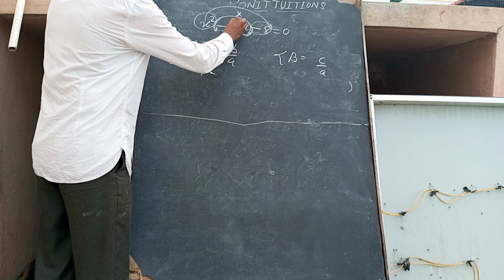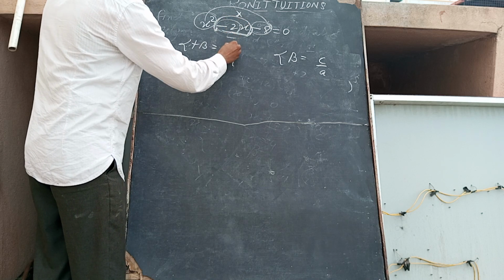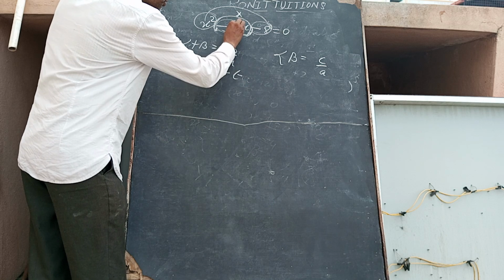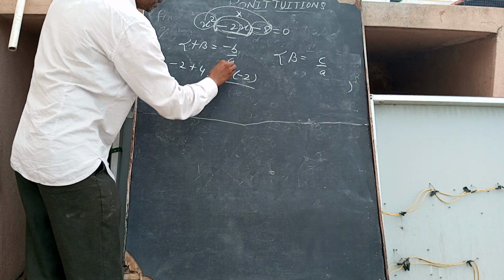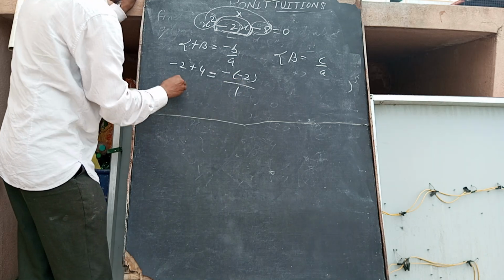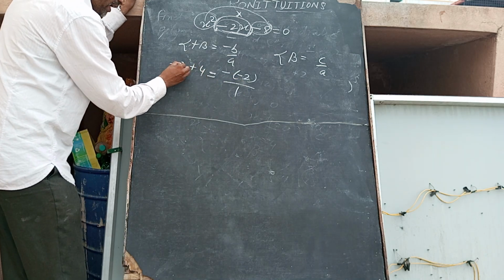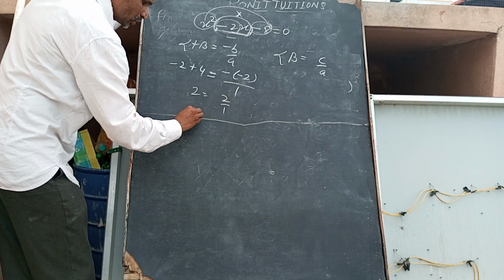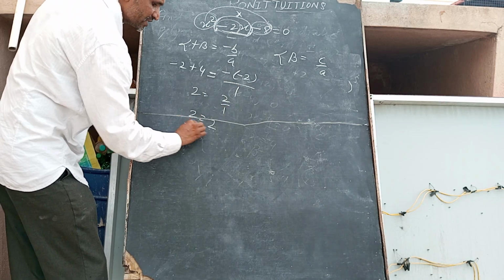What is the value of b? Minus 2. By the formula, minus into minus 2, this value, by what? The a value is 1. So 4 minus 2 is equal to 2, is equal to minus into minus 2 by 1, or 2 is equal to 2 by 1, is equal to 2. So hence it is verified.